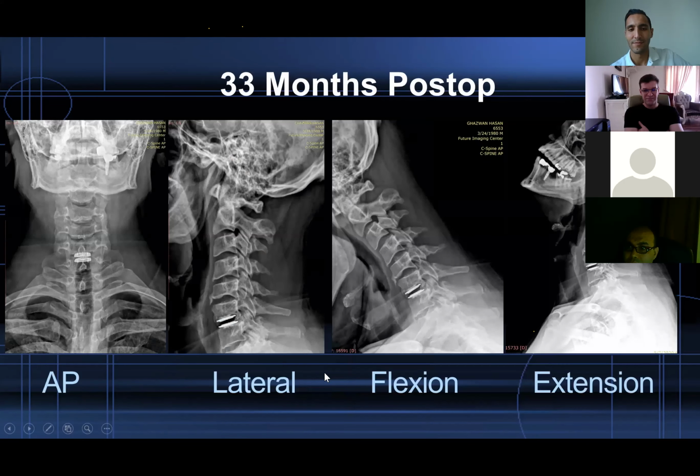And the last picture is the X-ray at 33 months post-op. I did the X-ray yesterday, AP, lateral, flexion and extension. So I'm happy with the result, and thank you, Oscar, for your great job. And I'm totally biased toward TDR.